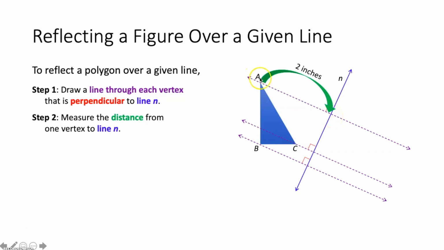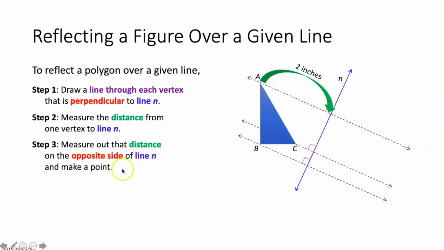The whole reason we continued this line all the way through on the other side is in step 3, we're going to measure out that same distance, 2 inches, on the opposite side of line N and on that same perpendicular line that we drew. If this is 2 inches from point A to our line of reflection, then we take that 2 inches and on the other side, we put our point of reflection. Instead of A, it's going to be A prime over here.